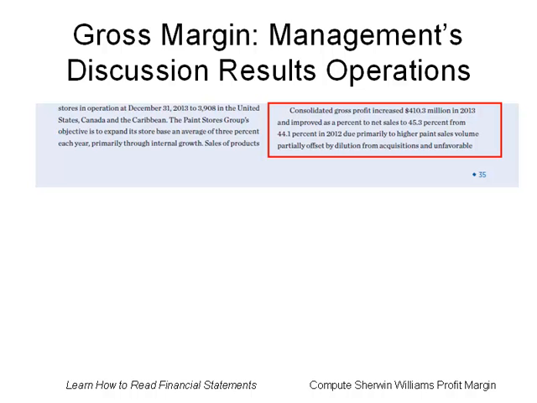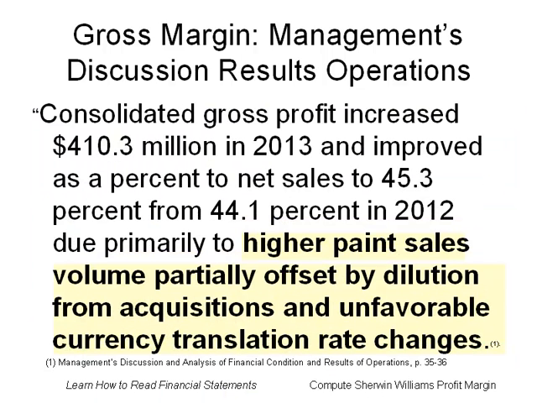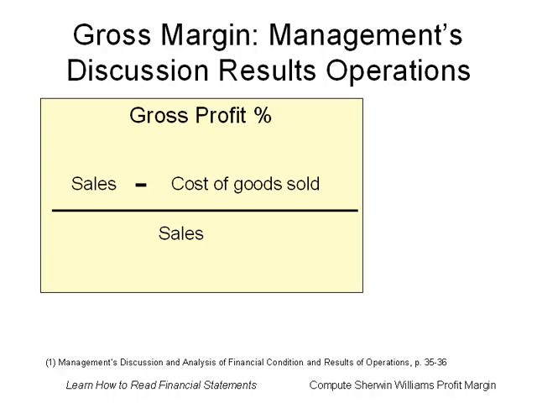On pages 35 to 36 in the annual report, management addresses the gross profit percentage by stating basically that the increase in the gross profit percentage was due primarily to higher paint sales volume, partially offset by dilution from acquisitions and unfavorable currency translation rate changes. The gross profit percentage is equal to sales minus cost of goods sold divided by sales.